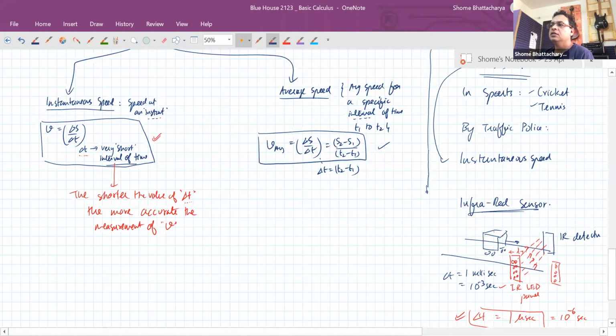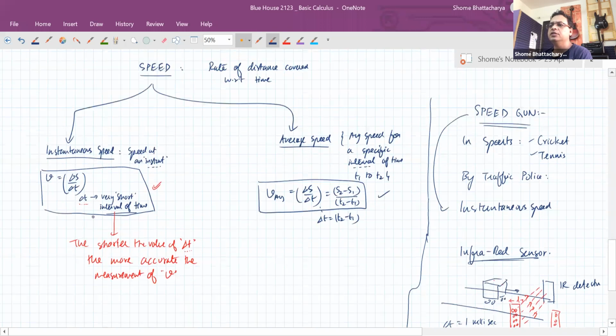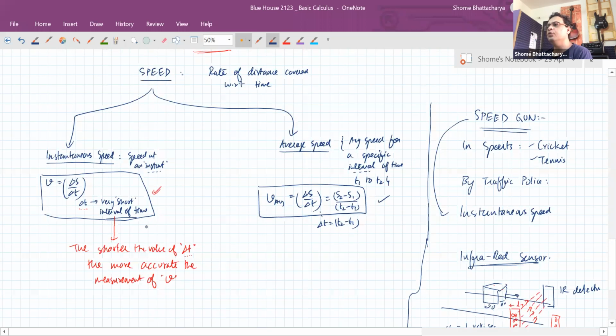So as far as the principle of measured value of instantaneous speed is concerned, it all depends on the technology or the physics of the technology that we are using to measure this value of delta S by delta T. The shorter the value of delta T, the more accurate my measurement becomes. So the practical definition of instantaneous speed is that it's distance covered in a very, very short interval of time. And practically, whatever device we are using, the shorter the interval of time, the more accurate the measurement is. So hope this point is clear to all of you.